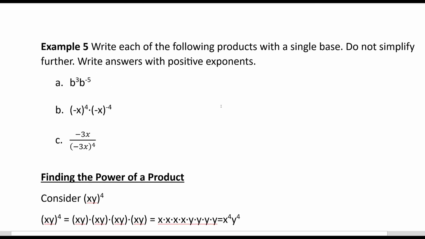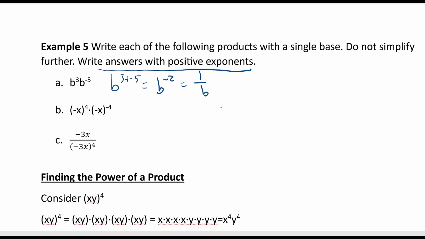So we have b to the 3rd, b to the negative 5. Let's read the instructions. We want to write these answers as positive exponents only. So this is b to the 3 plus negative 5, b to the negative 2, or 1 over b squared. This would be negative x to the 4 plus negative 4, so negative x to the 0, which would be 1.